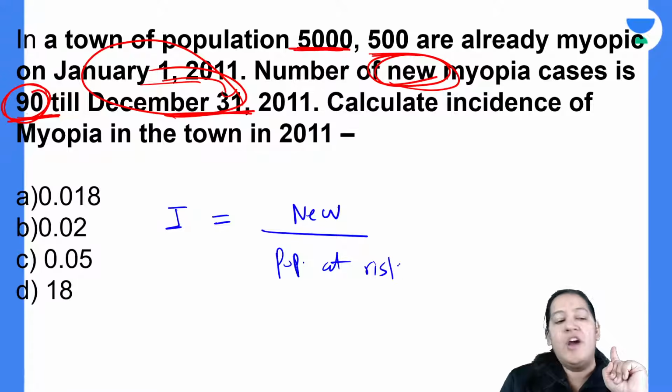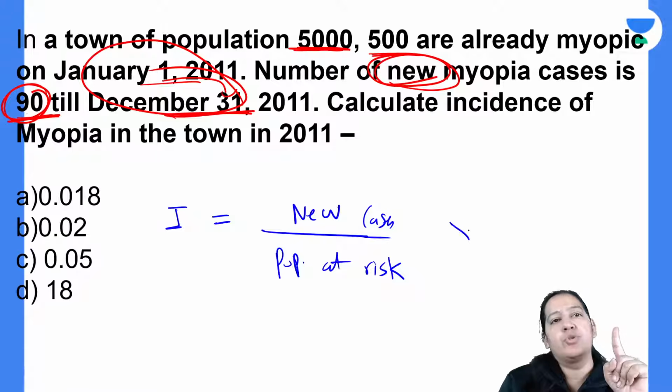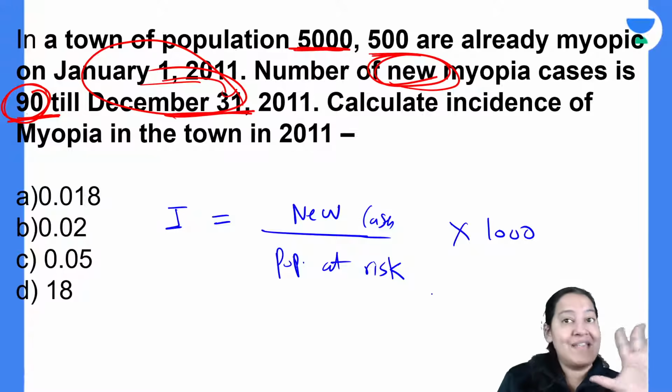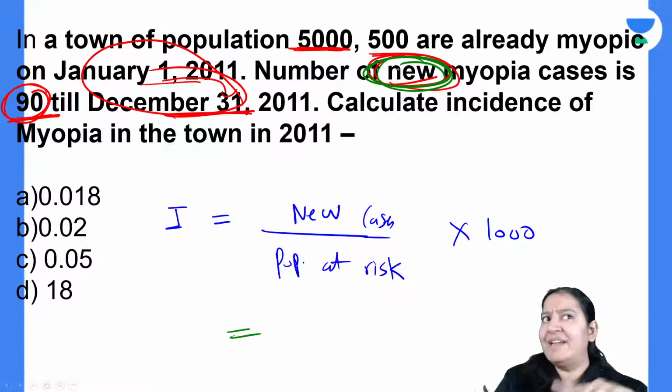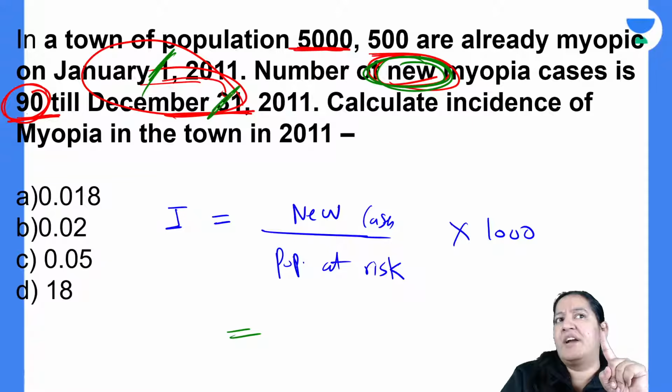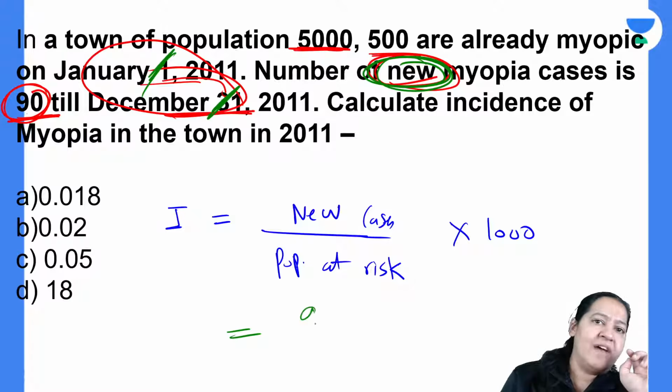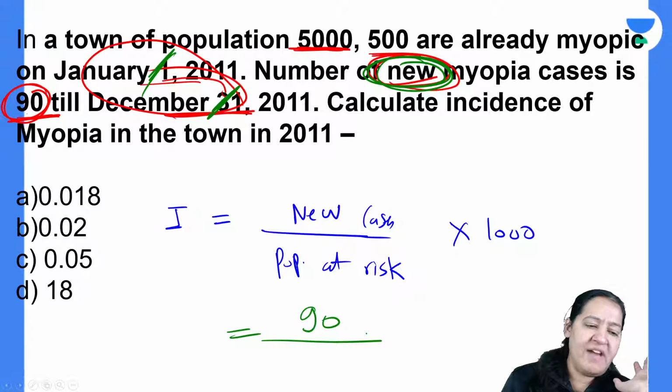What is the denominator you have put? Rishinika, what is the denominator you have put here? New cases upon population at risk into 1,000. So go slowly, step by step, please. New cases is crystal clear. New myopic cases in the entire year, starting from 1st January till 31st December, it is 90. So of course the value is 90. There is no doubt in it.